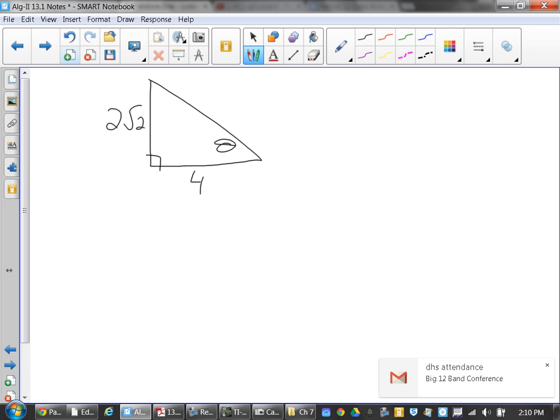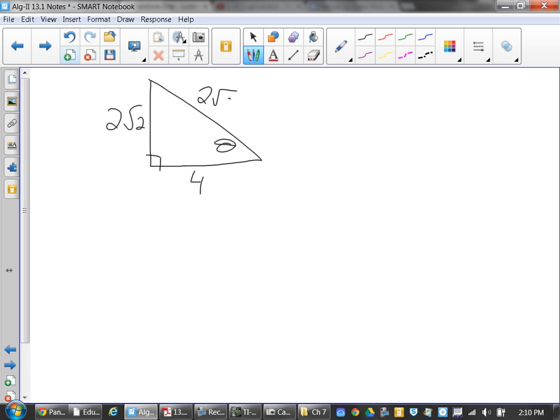That right there. So what's your hypotenuse here? 4 squared is 16, and 2 root 2 squared is 8. What's 8 plus 16? 24. What's the square root of 24? You get 2 root 6.